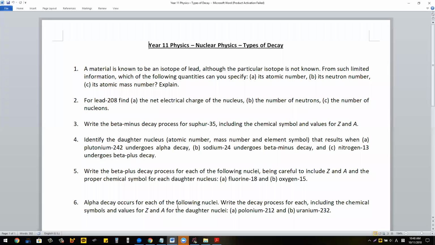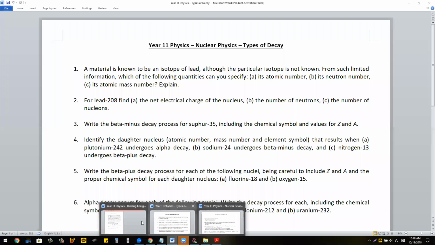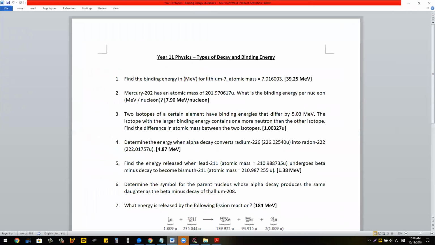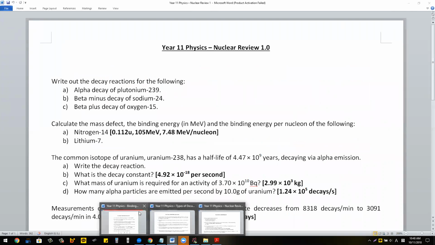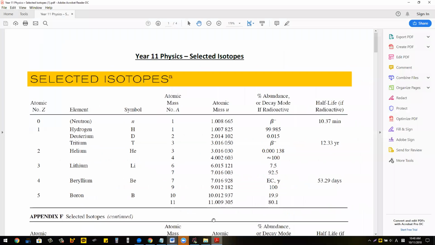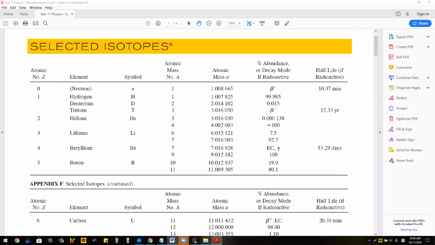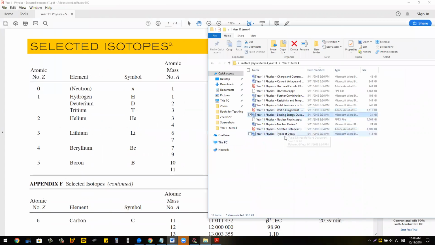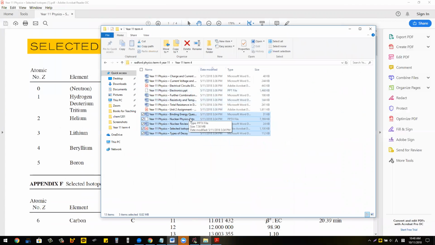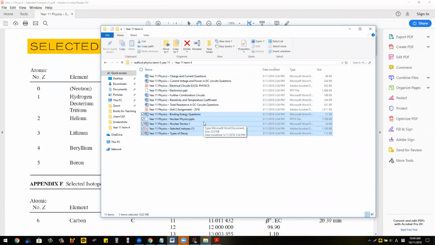Wait, Johnny, do you have the worksheet? Yeah, the worksheets are here. Am I missing any of the worksheets? I don't think you have number 4. Hold on. Yeah, I've got these worksheets, and I've got this one here. That's the PPT binding energy questions. All right, I'll be right back.